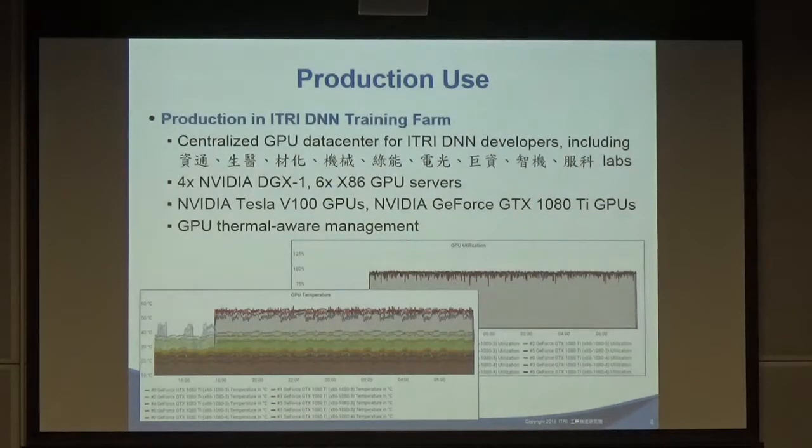We already have production use inside ITRI. We have many laboratories, in computer science, biology, mechanics, with big data, and we built a centralized GPU data center in ITRI. We have a D-1 and a GPU x86 server. Over at least one month, we could also control the GPU temperature, even though we use 1080 Ti, under 70 degrees, even with the GPU at 100%.